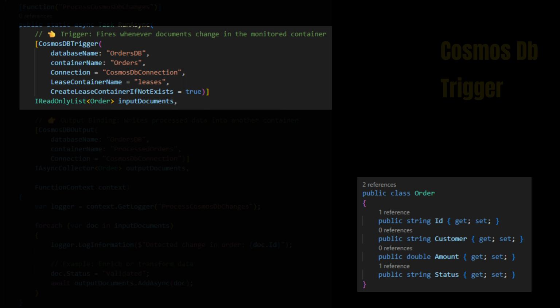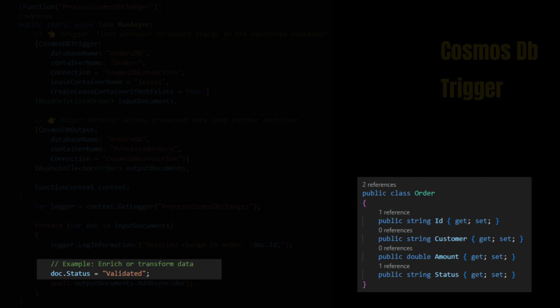And the structure is pretty simple. It's ID, customer, amount, and status. Once we receive this input, we can do some logic or processing over here. So we are just setting the status property to validated, and then we are writing it to the output document, which is nothing but the output of this particular function.